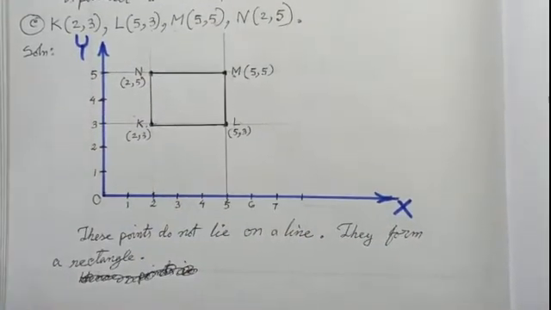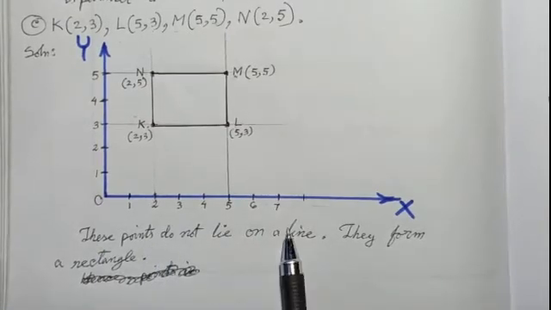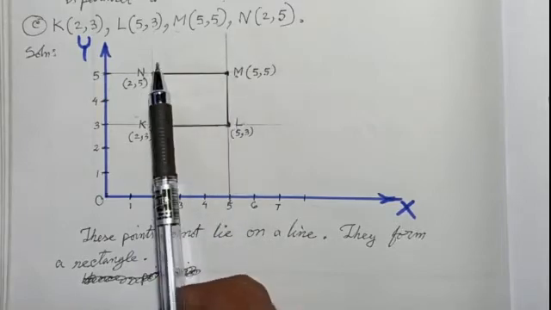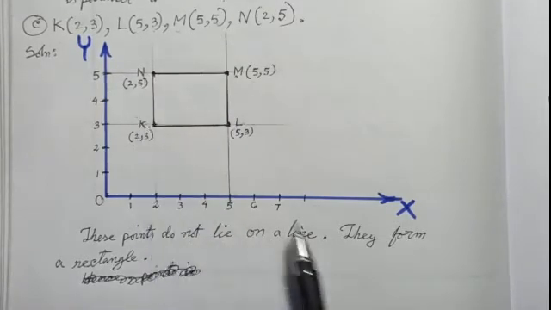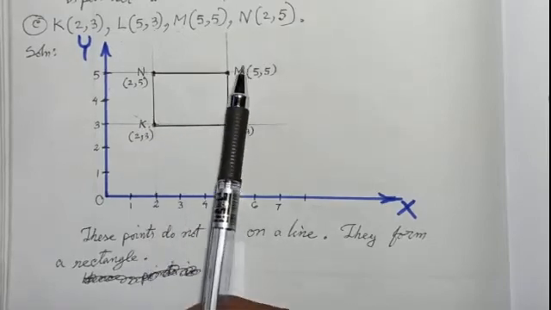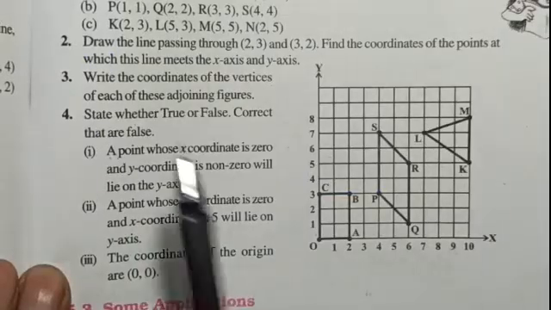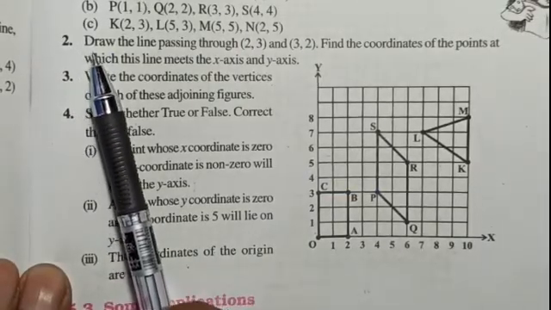So these points do not lie on a line. We see that these 4 points do not lie in a straight line. They form a rectangle, and by joining K, L, M, N, it forms a rectangle here. Question number C is over. Question number 2 is the same, so let's leave question number 2.